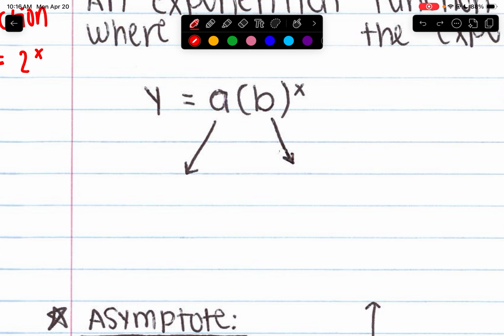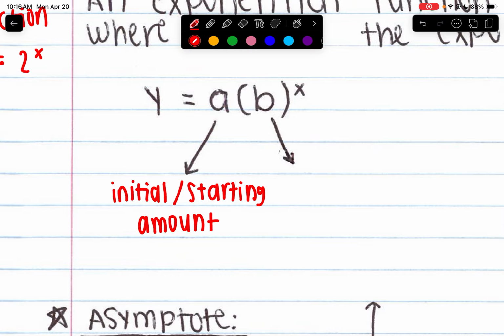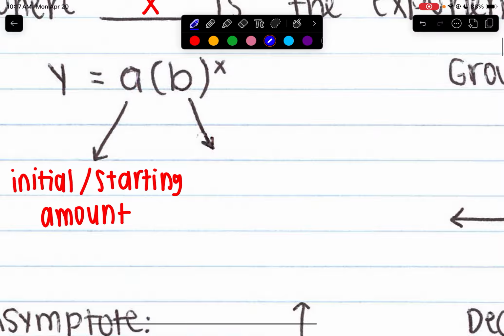So our a value here is going to stand for our initial or starting amount. So in a word problem, if it tells us we're starting off by investing $15,000 into a bank account, then that would be our starting amount. Or if we buy a car for $20,000, that would be our starting amount. And then what happens to that car or that bank account is going to be dependent on what our growth factor or decay factor is. So your b value is going to tell us whether it's growing or decaying. So this can be a decay or growth factor.